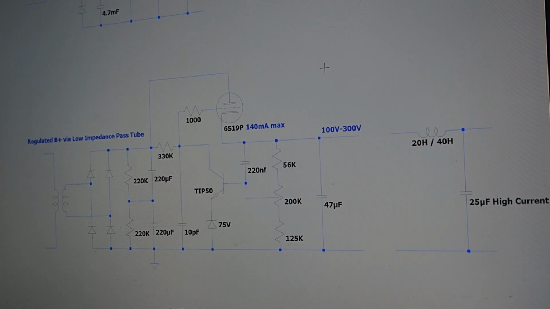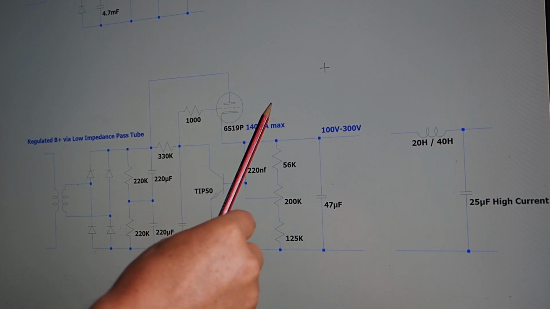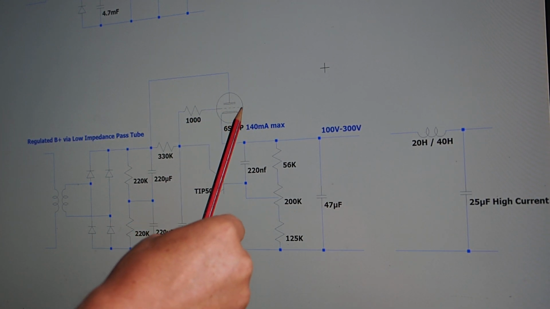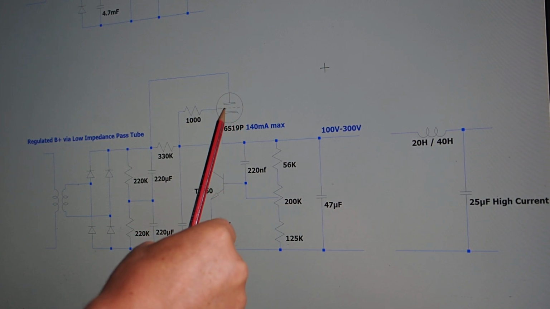So if you need more and you chop off a lot, you can actually also take two tubes, and that will have the effect that the impedance of this stage will get lower and lower.